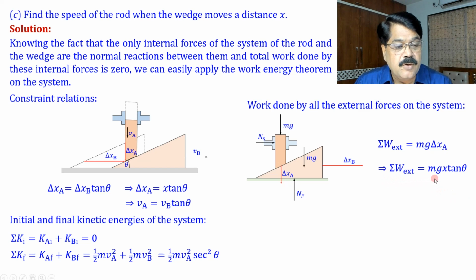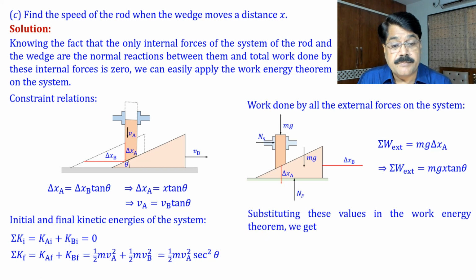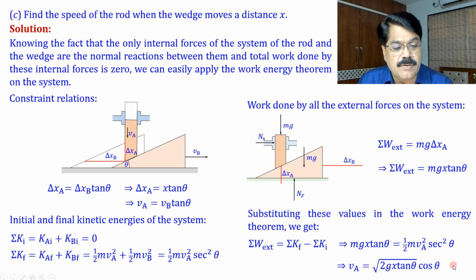So we have obtained total work done by all the external forces, final kinetic energy of the system, and initial kinetic energy of the system, and these values we can substitute in the work energy theorem for the entire system. Summation W external is equal to summation K final minus summation K initial. So mg x tan theta is equal to half m VA sec square theta. By solving this, we get VA is equal to square root of 2g x tan theta into cos theta. You can verify this simplification.